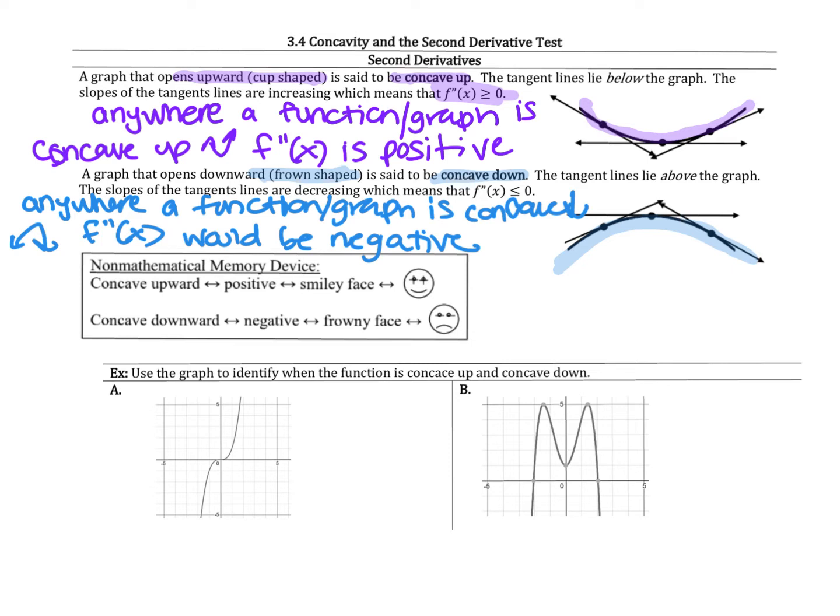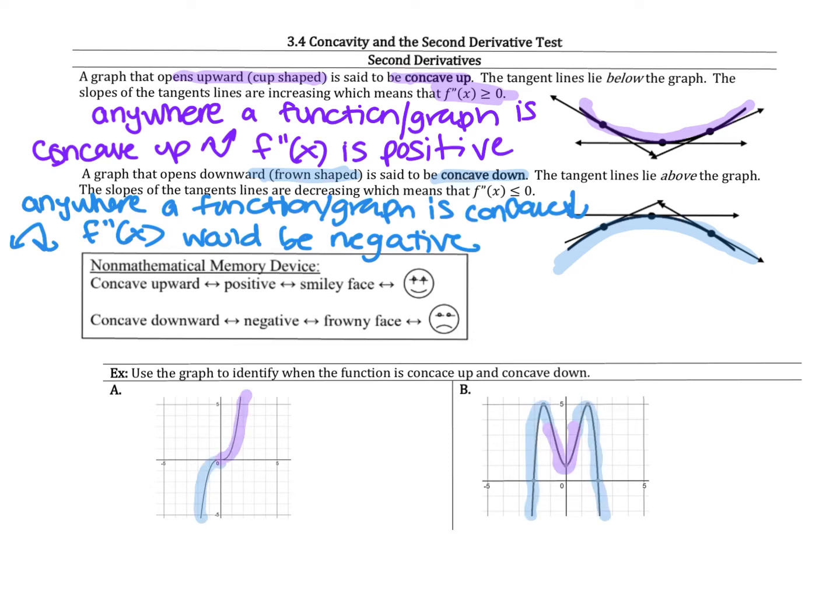So what I actually want you to do is to take a look at these two graphs in A and B and try to trace the part that looks like it's opening downward, concave downward, and then the same thing for the parts that are concave upward, and then unpause the video and see how you did.